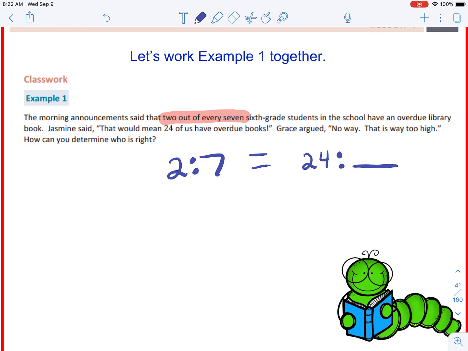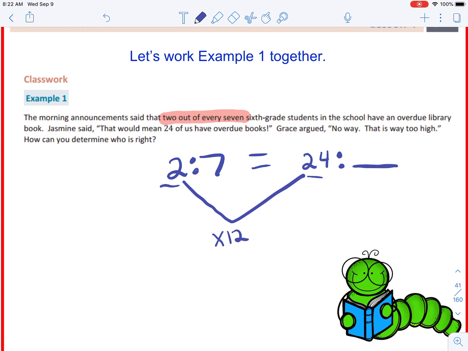And that would mean 24 of us have overdue books. Grace argued, no way, that is way too high. How can you determine who is right? So to determine who would be right, we would need to know the total number of students. And we're going to have to figure that out looking at both of these ratios. So looking at the 2 and the 24, both of those numbers correspond. So what do I have to do to 2 to get 24? I multiply it by 12.